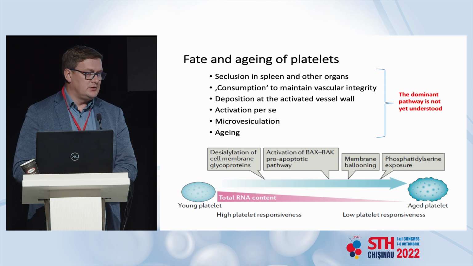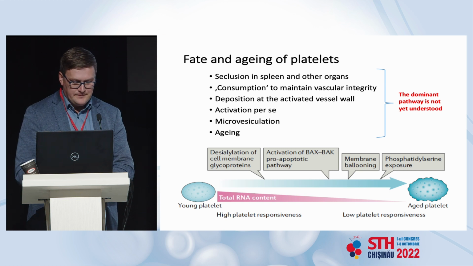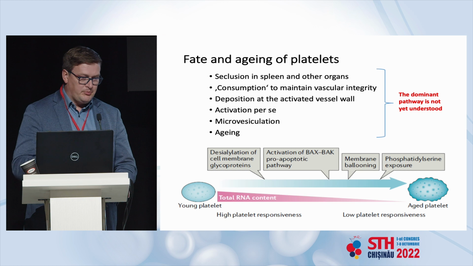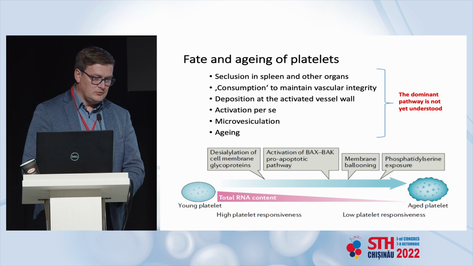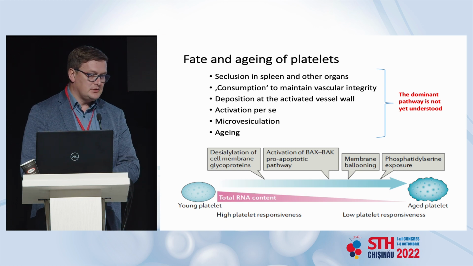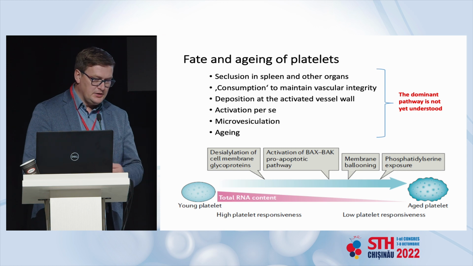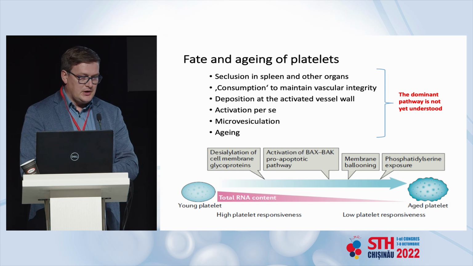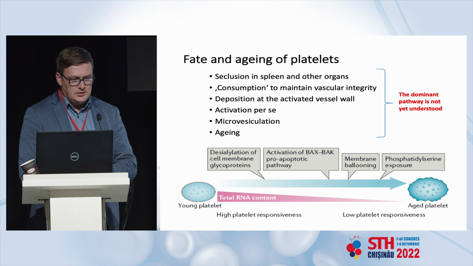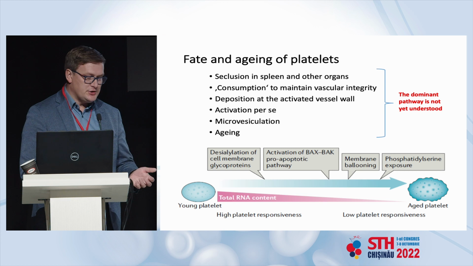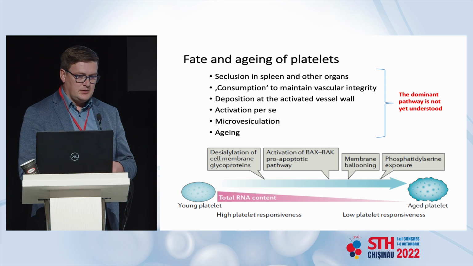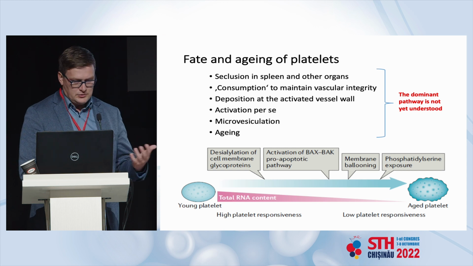What is the fate of platelets during their short lifetime of 7 to 10 days? Well, part of the platelets will become old platelets, and we call this process aging. During aging, there are certain biochemical processes that are happening. First, desialylation of glycoproteins, then platelets become prone to phagocytosis in the liver, spleen and other organs.